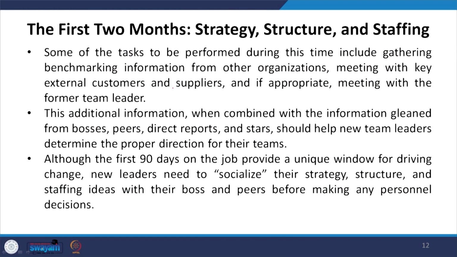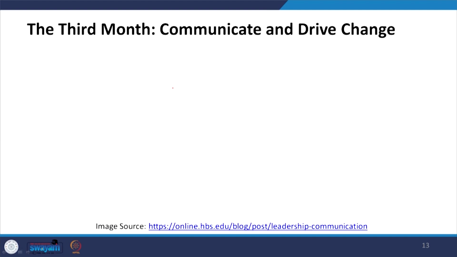When all this information is combined from your boss, peers and staff, it should help new team leaders set a direction for your team. The first 90 days on the job provide a unique window for new leaders to socialize their strategy, structure and staffing. All that you get from your boss, peers and subordinates will help you create a particular strategy, structure and policies for the organization.